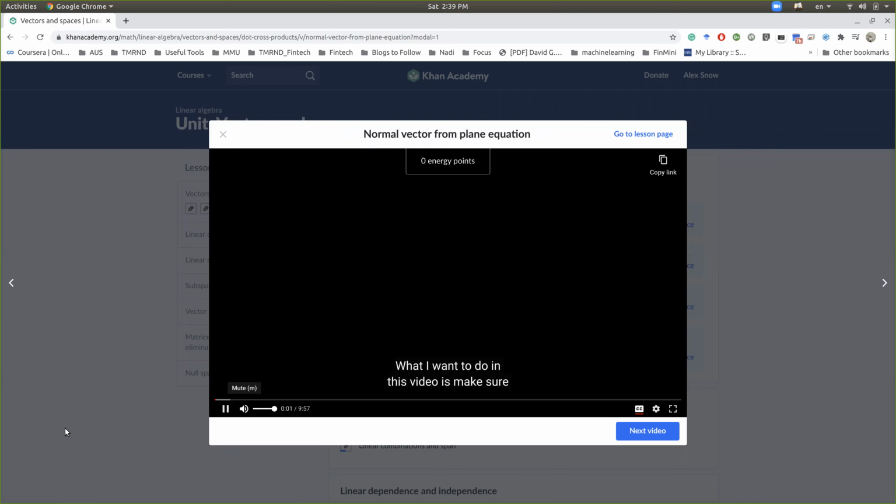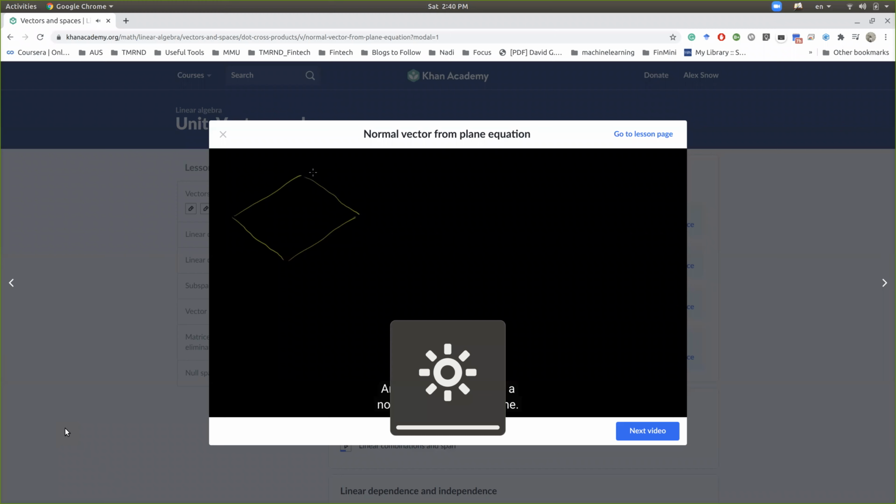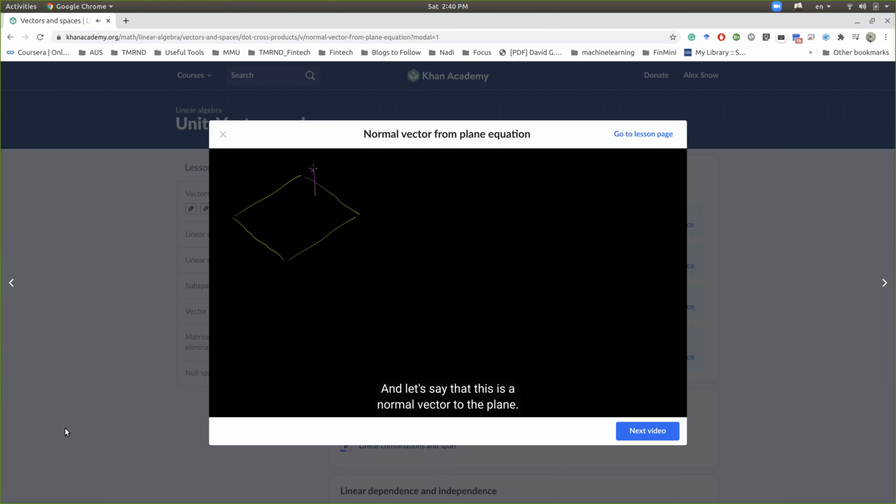This video is to make sure that we're good at picking out what the normal vector to a plane is if we are given the equation for a plane. So to understand that, let's just start off with some plane here. I'm drawing part of it, obviously it keeps going in every direction. Let's say that is our plane, and let's say this is a normal vector to the plane.